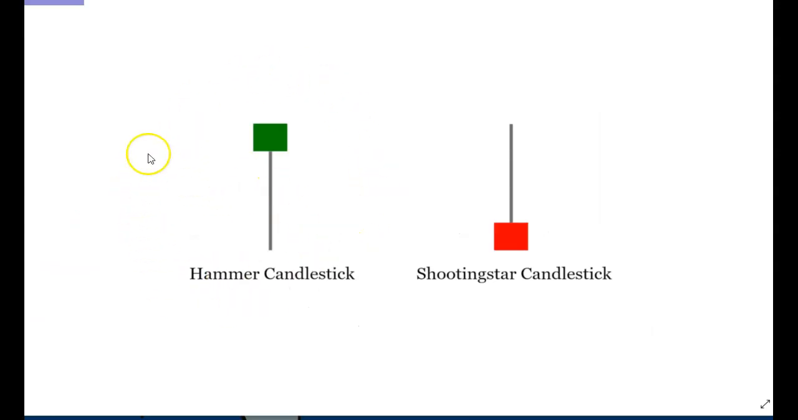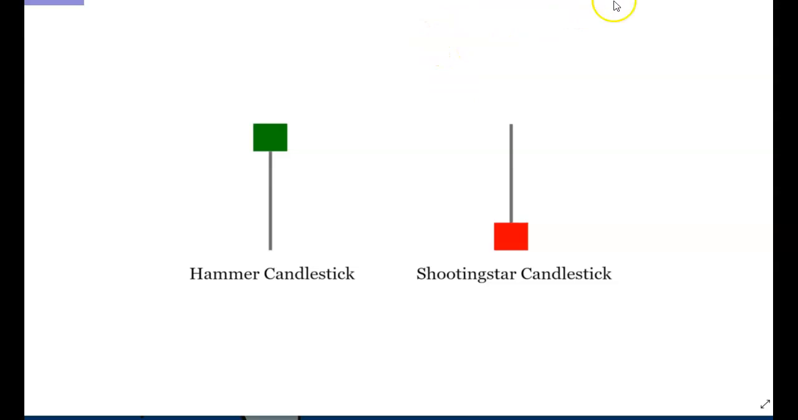As far as the hammer, remember I was referring this to the dragonfly, because remember I said it's like a T, and then you have the long wick or the long body. Okay, then the shooting star, this is the hammer, of course, you see. The shooting star reminds me of the gravestone doji because you have the long body and then you have this little base here at the end of this wick. So this would be like your gravestone.